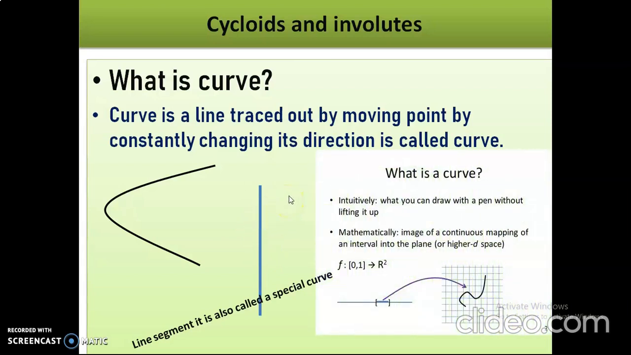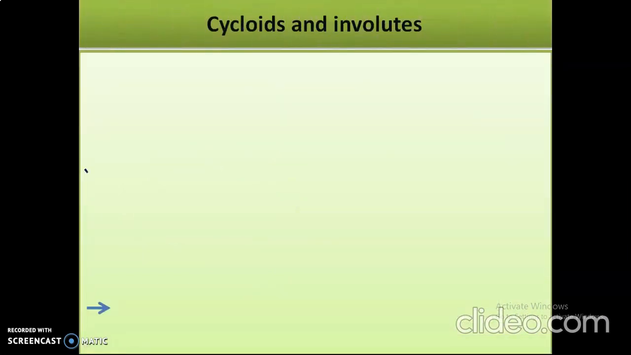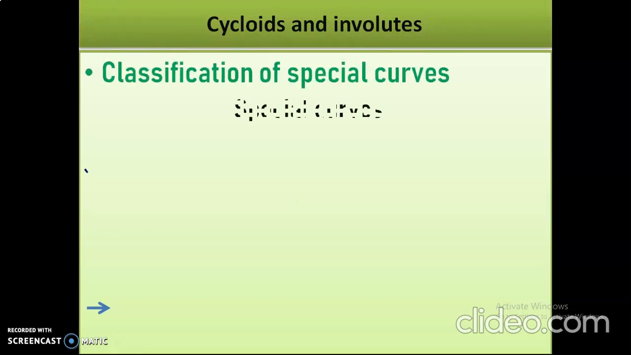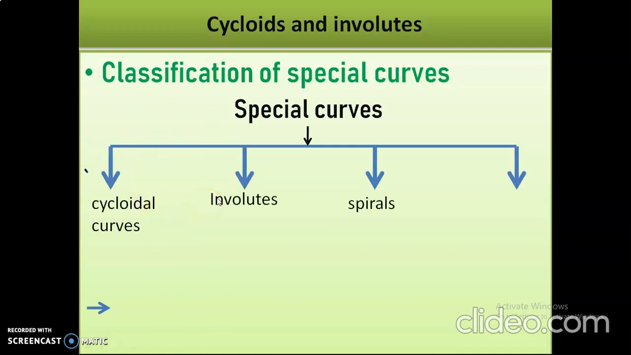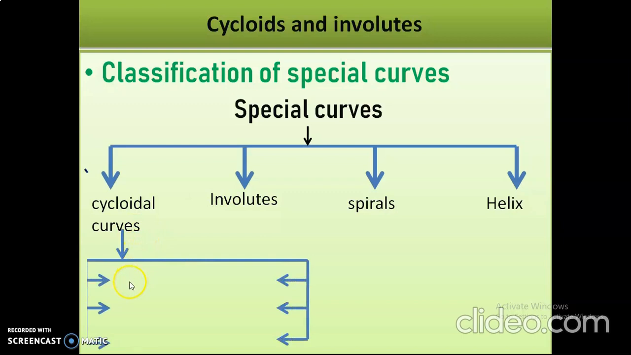Next, classification of special curves. Basically we have four types of special curves. One is cycloidal curves, second is involutes, third is spirals, and fourth is ellipses. Under the cycloidal curves again we have two types, cycloids and trochoids.